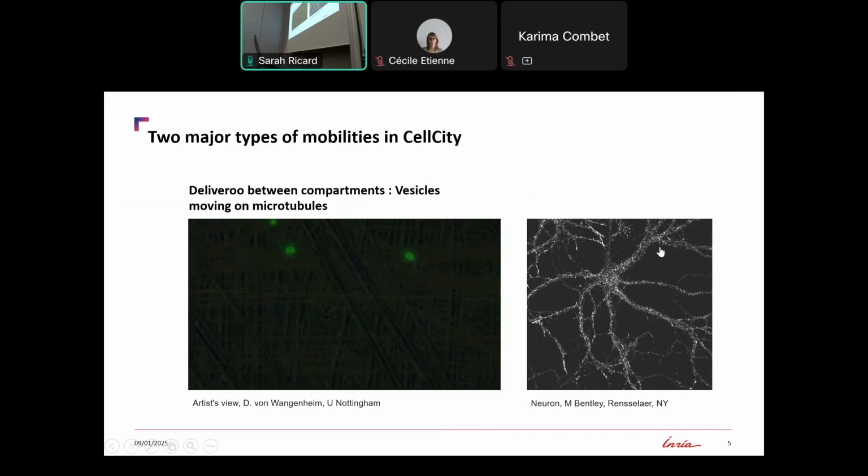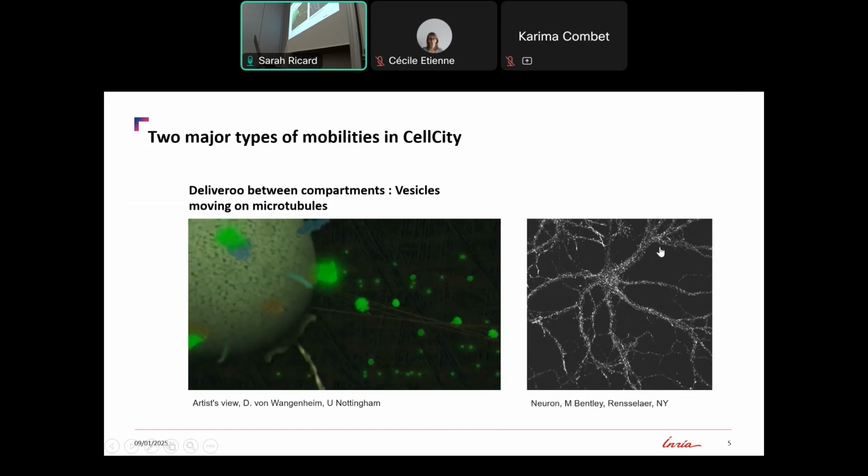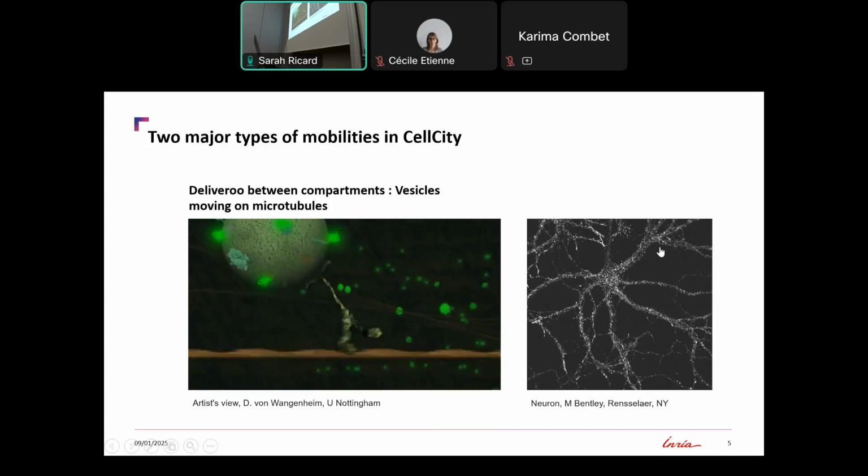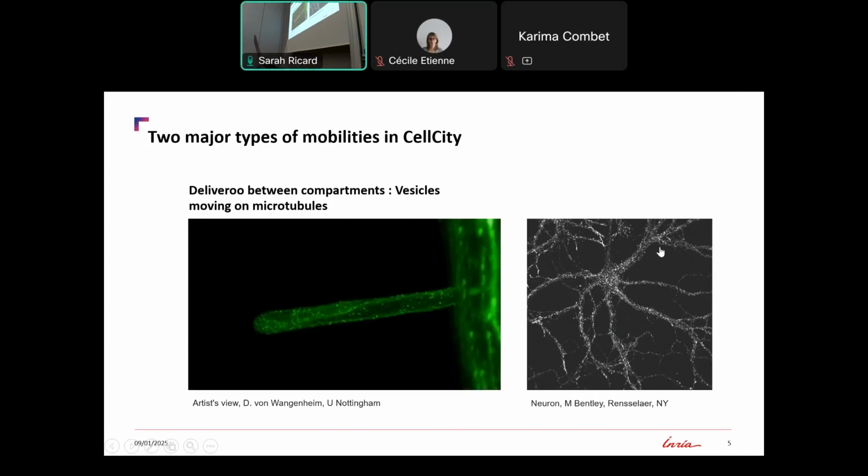And you see that the vesicles move along those lines, those cables that are called microtubules. And of course, you see this guy, and it's not a bike, it's a small thing that walks, called dynein or kinesin, and it moves straight ahead, you know? That's a movie that's not experimental, it's an artistic view, but that's how it happens, really. So you have those Deliveroo guys that move from one place in the cell to the other with vesicles, moving straight ahead along tubules.